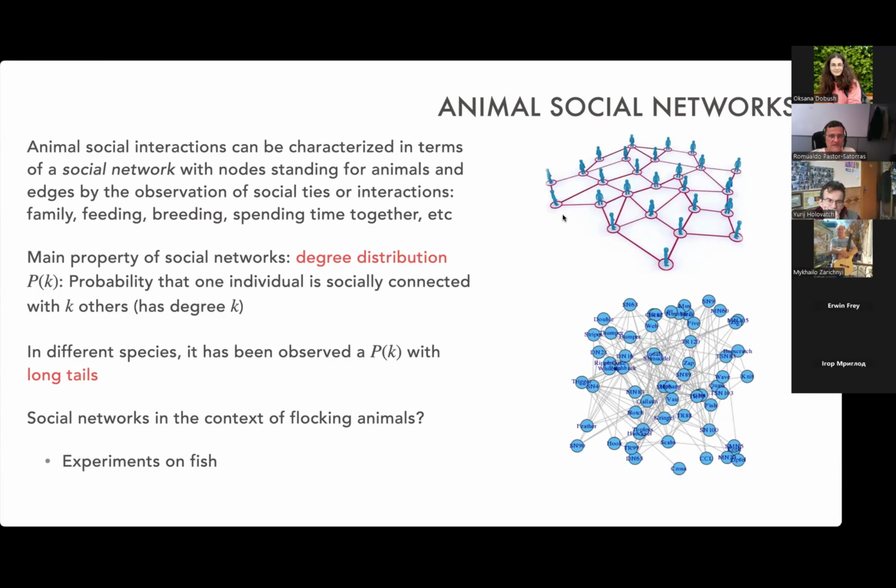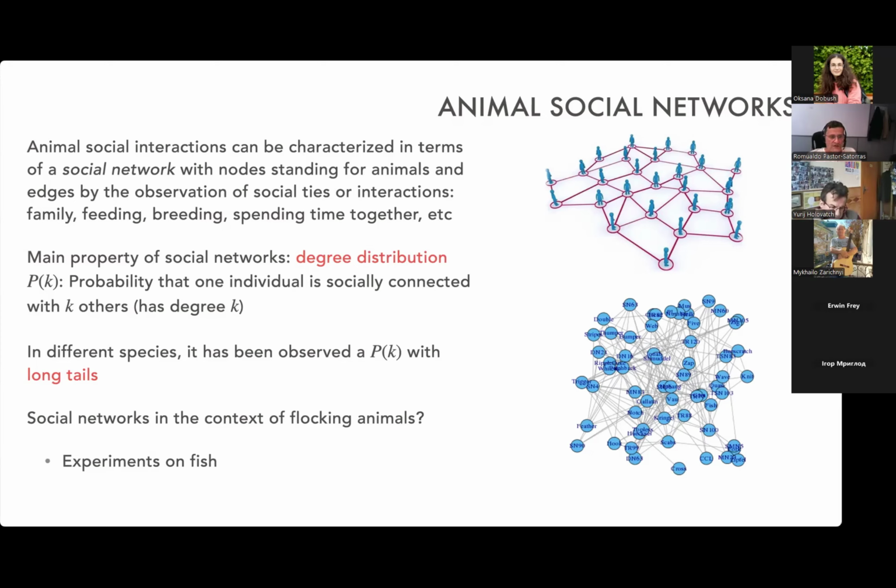In this animal social network, the simplest characteristic is what is called the degree distribution, P of k, which is the probability that one individual is socially connected to k others. In many animal social networks, it has been observed that this degree distribution has long tails, so it decays slower than an exponential or a Gaussian distribution.